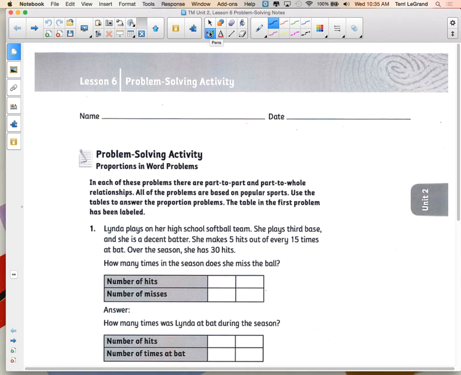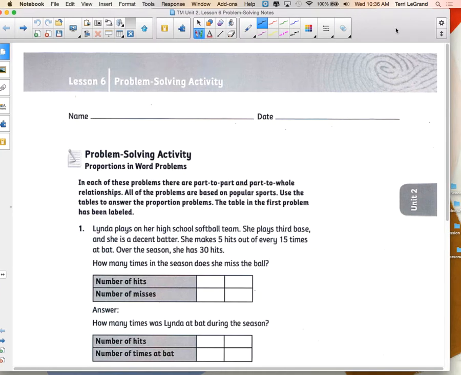Okay, so let's talk about being able to set up our own proportions to be able to problem solve. Okay, that's what we're going to be working with today. So our learning goal says I can set up, so you have to set up your own and solve a proportion, and that's what we were doing yesterday when we were practicing to solve problems.